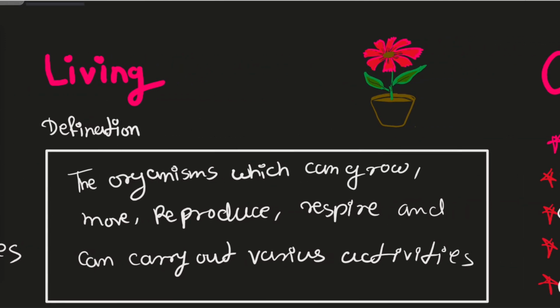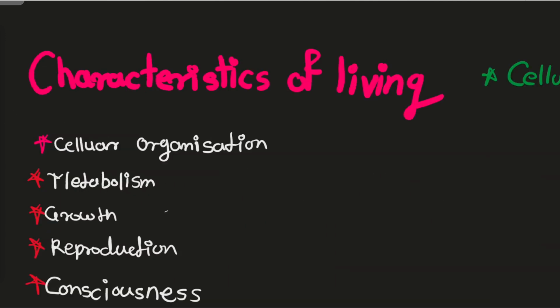By the definition, the living organism which can grow, move, or locomote, reproduce, respire, and carry out various activities is called a living. There are characteristics of living organism, five characteristics. First is cellular organization, then metabolism, then growth, reproduction, and last is consciousness. We are going to see one by one.